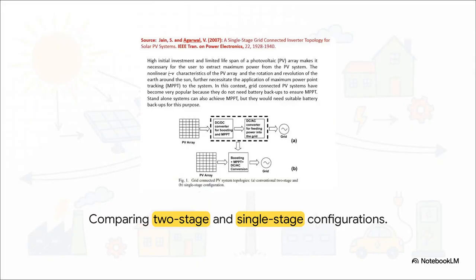Now, it's pretty interesting to contrast the standard setup with the alternative. The conventional 2-stage cascade setup we just talked about uses one stage for boosting voltage and tracking maximum power, and a completely separate second stage for feeding AC power to the grid. On the flip side, you have classical single-stage topologies that try to just do it all, boosting and AC conversion, in one single step. But the 2-stage configuration is by far the most commonly used solution globally. Why? Because breaking it up offers this really essential extra degree of freedom in how you control the operation.